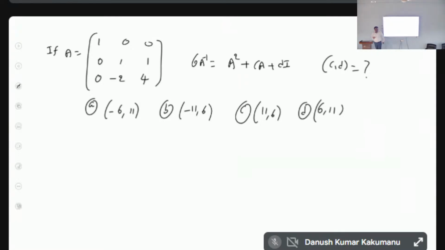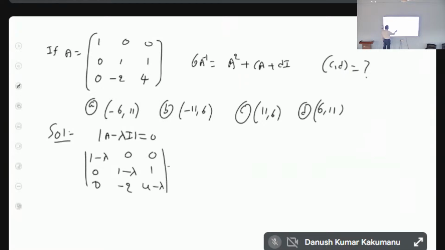First of all, we have to confirm it is related to the Cayley-Hamilton theorem because A inverse is expressed in terms of A square and I. First, we should get the characteristic polynomial. Determinant of A minus lambda I equal to 0. 1 minus lambda 0 0, 0 1 minus lambda 1, 0 minus 2 4 minus lambda, determinant equal to 0. We are finding the characteristic polynomial.